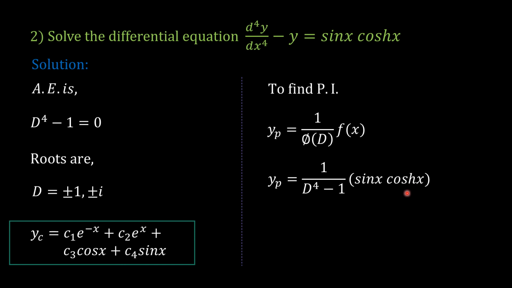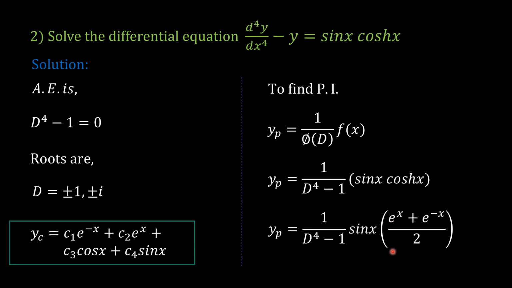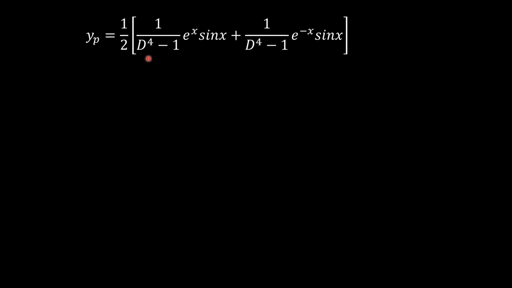So we replace this hyperbolic function by its corresponding formula in terms of exponential function, which is e raised to x plus e raised to minus x divided by 2. Now operate these operators separately on these two functions. That will give us 1 by 2 into 1 upon D raised to 4 minus 1 e raised to x into sin x, plus 1 upon D raised to 4 minus 1 e raised to minus x into sin x.